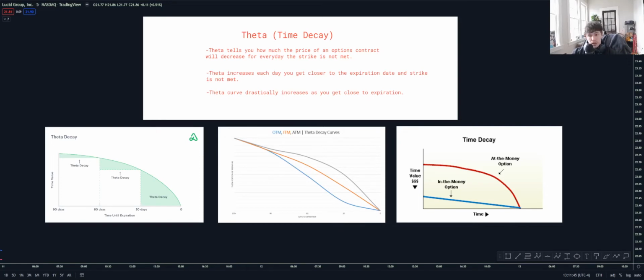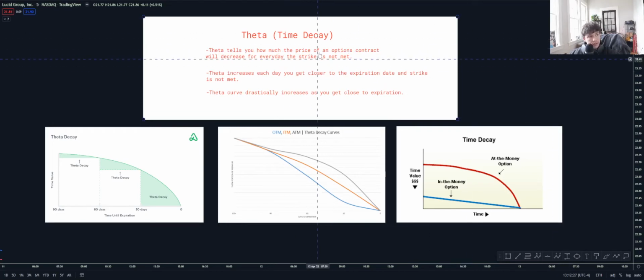So what is Theta? Theta essentially is time decay, and it tells you how much the price of an options contract will decrease for every day that the strike price is not met. Theta increases each day it gets closer to that expiration, or whatever expiration you pick for that specific contract. And the Theta curve, depending on in the money, out of the money, or at the money contracts, drastically changes as it nears that expiration date.